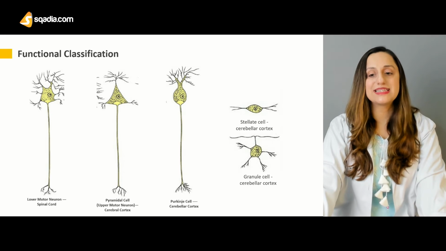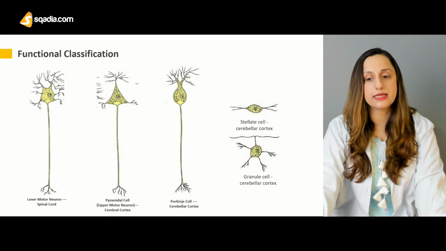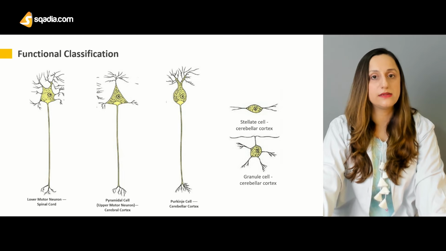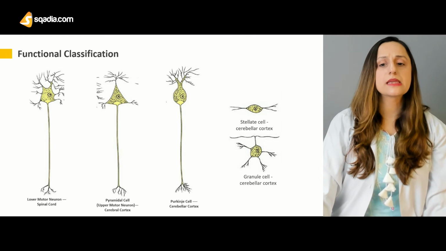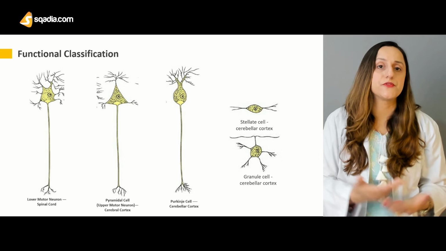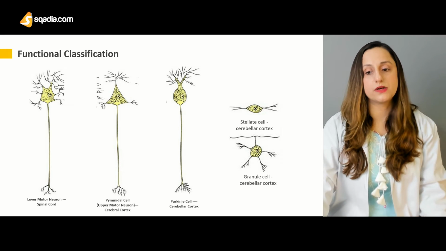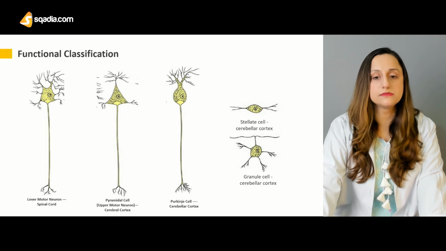And then we have the stellate cell neurons. Again, they are present in the cerebellar cortex. And then we have the granule cell cerebellar cortical neurons. So depending upon the different regions in which they are present, they perform different functions, and even their axonal lengths differ when we compare them.